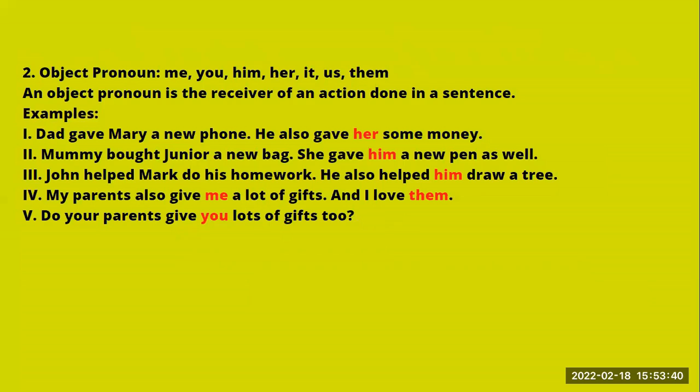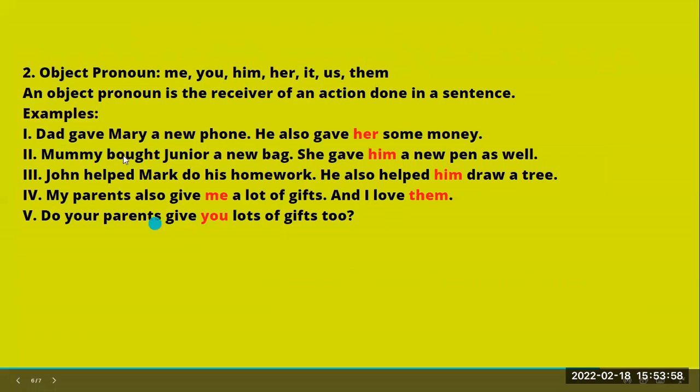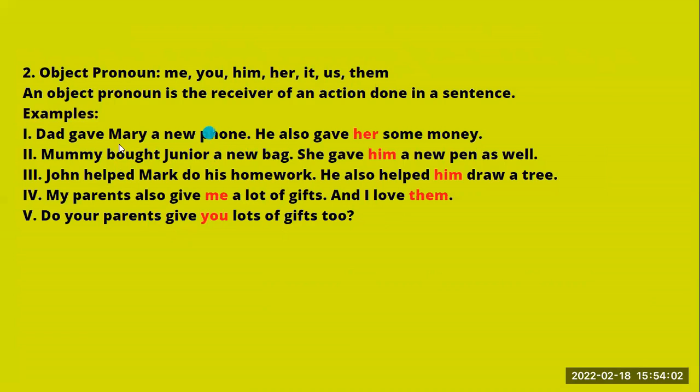Now, the second type of personal pronoun is the object pronoun. Examples are me, you, him, her, it, us, them. An object pronoun is the receiver of an action done in a sentence. For example, Dad gave Mary a new phone. You see, Mary is the receiver of the phone.